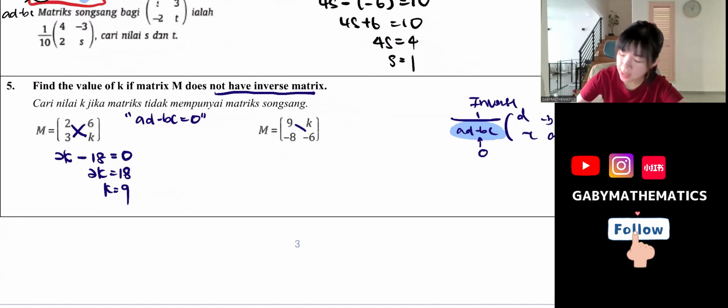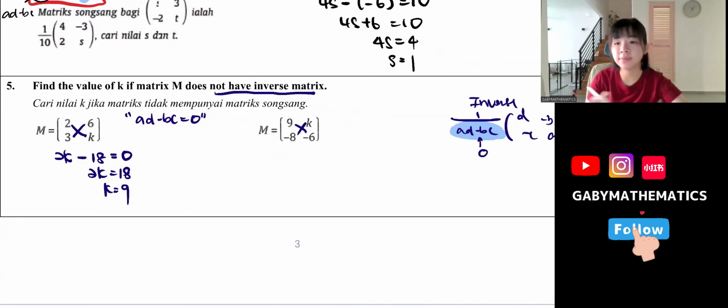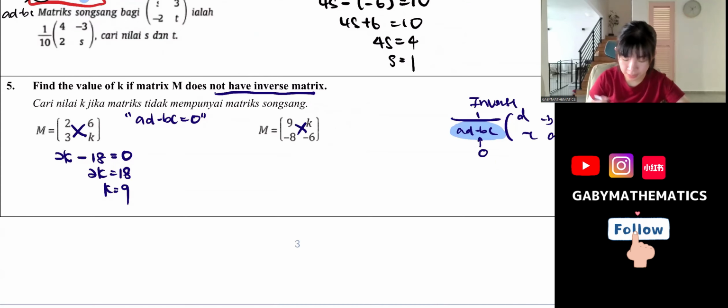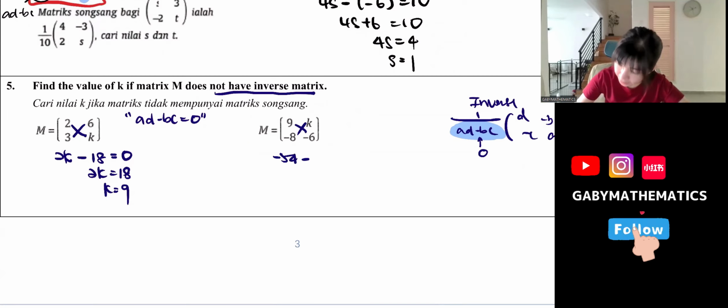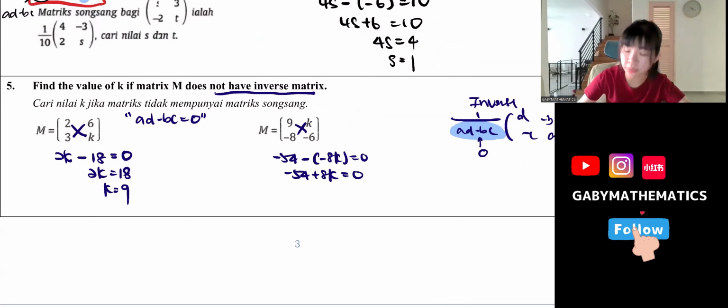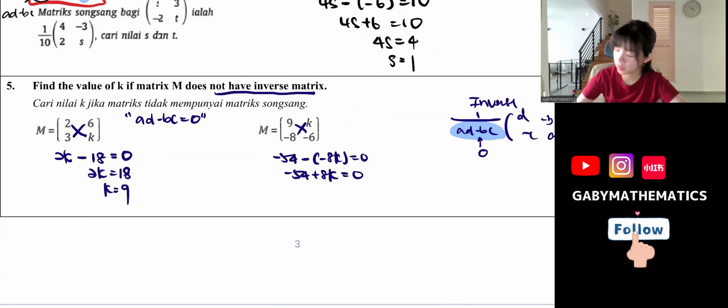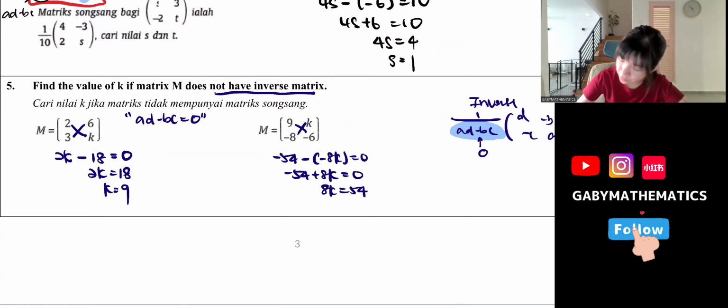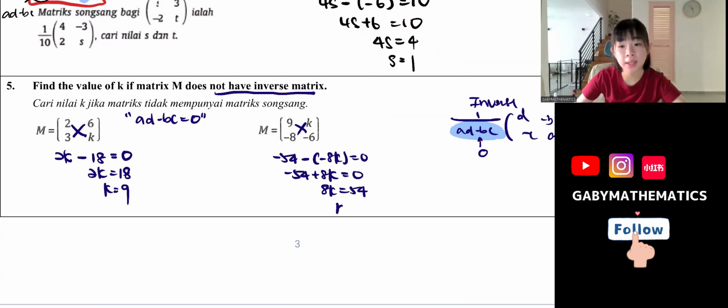Okay, the other one. AD minus BC. So 9 times negative 6, negative 54. Minus K times negative 8, so it's negative 8K equals 0. Negative 54 plus 8K equals 0. So at the end, K is how much? 8K equals 54. K equals, you get a decimal answer. So you get 6.75.